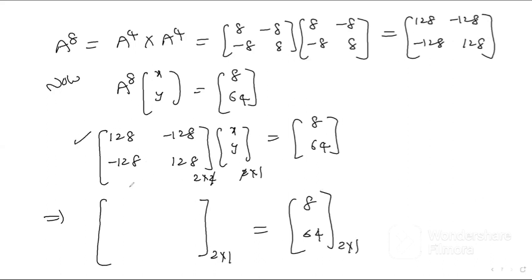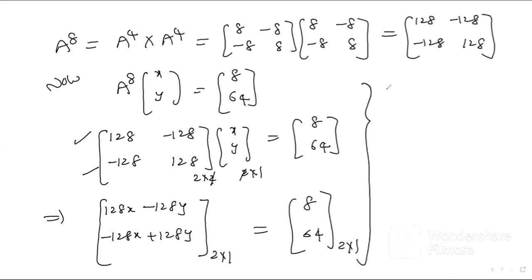Here first row multiply with first column, what we get? 128x, next minus 128y. Second row multiply with first column, what we get? Minus 128x plus 128y. Okay, now these two matrices are equal matrices. Now equating corresponding elements, what we get? 128x minus 128y is equal to 8. So both sides 8 get cancelled. What we get here? x minus y is equal to 8 by 128. It becomes 1 by 16.